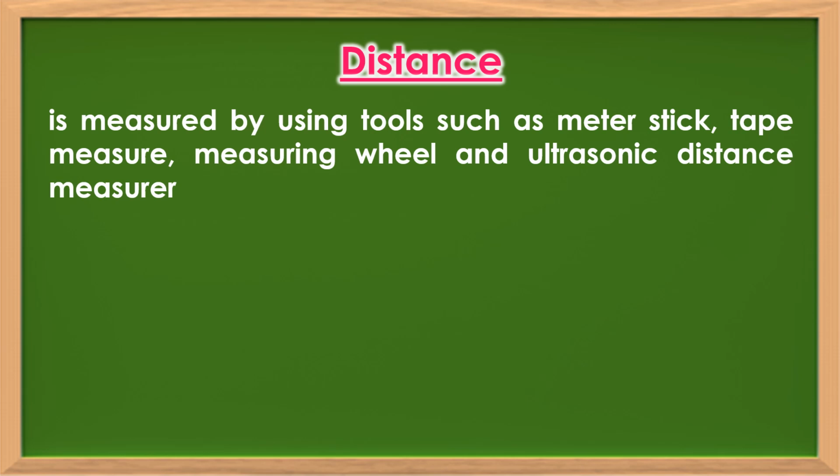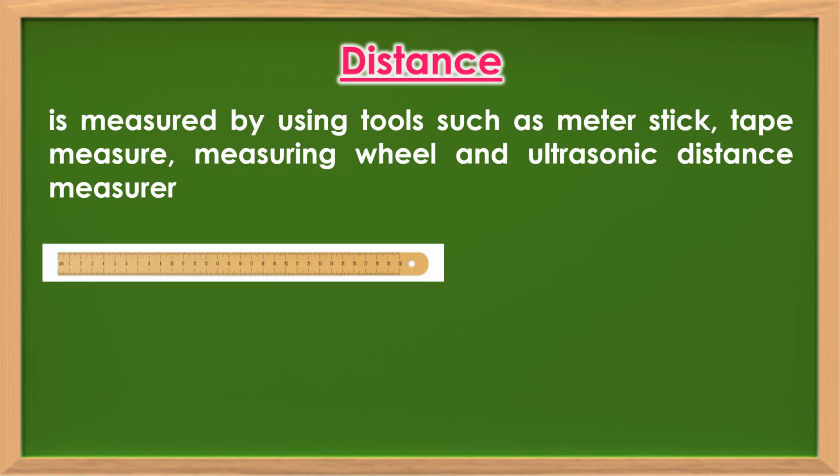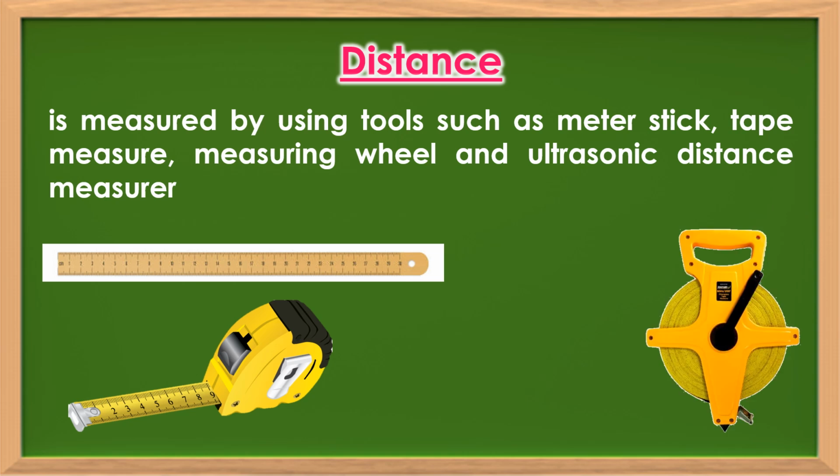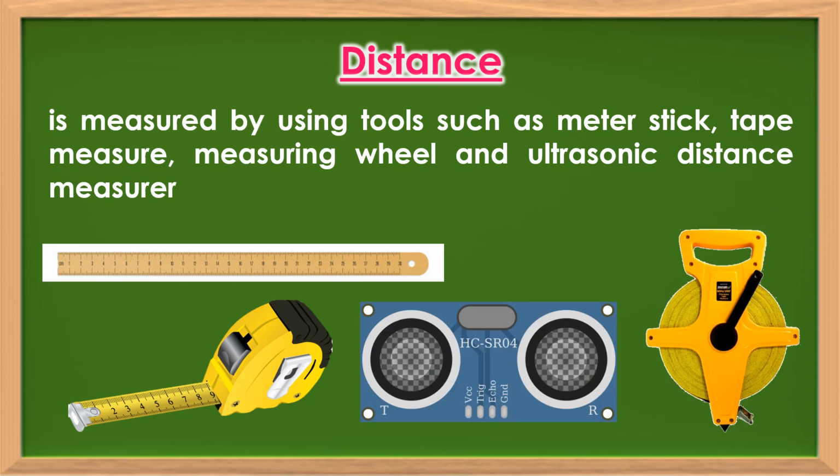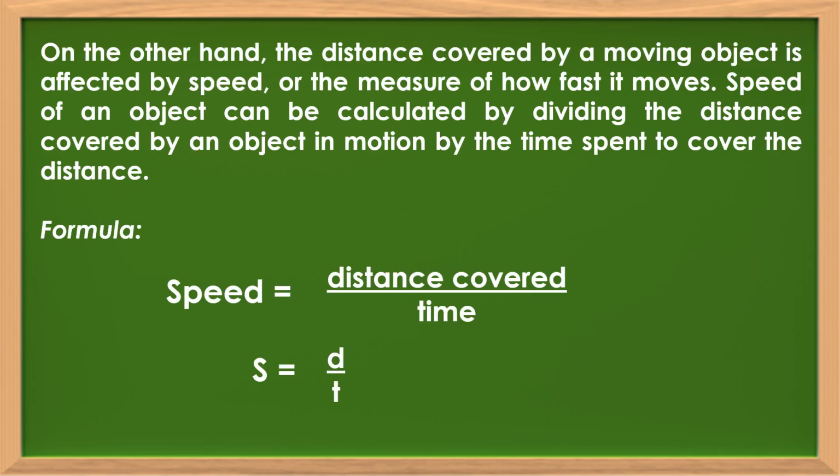Distance is measured by using tools such as a meter stick, tape measure, measuring wheel, and ultrasonic distance measurer. On the other hand, the distance covered by a moving object is affected by speed, or the measure of how fast it moves. Speed of an object can be calculated by dividing the distance covered by an object in motion by the time spent to cover the distance. Here is the formula. Speed equals distance covered divided by time, or S equals D divided by T.